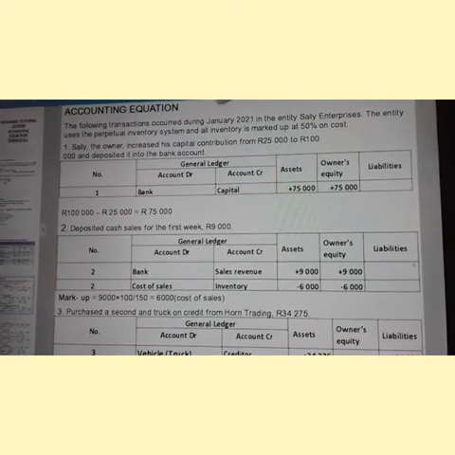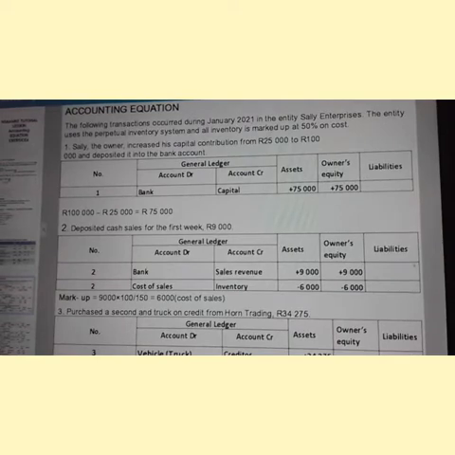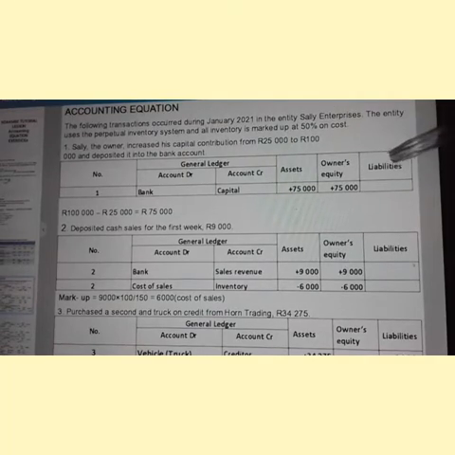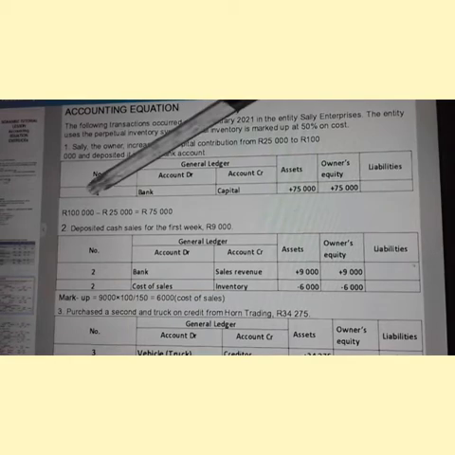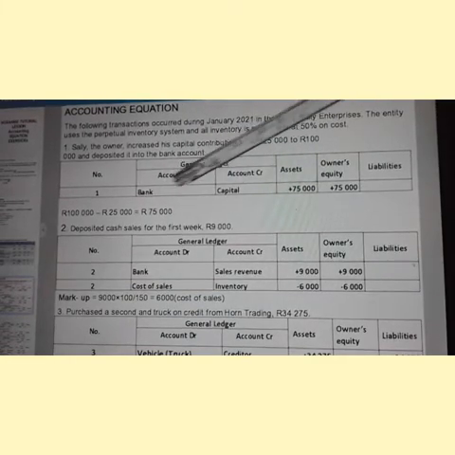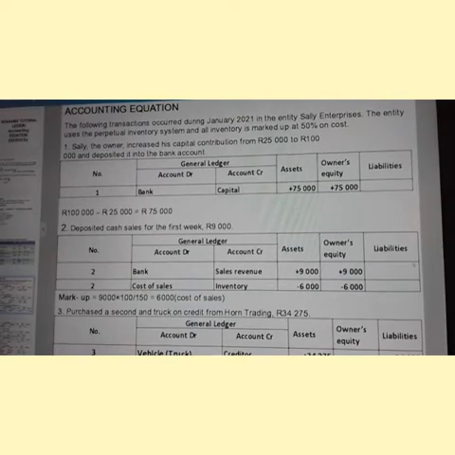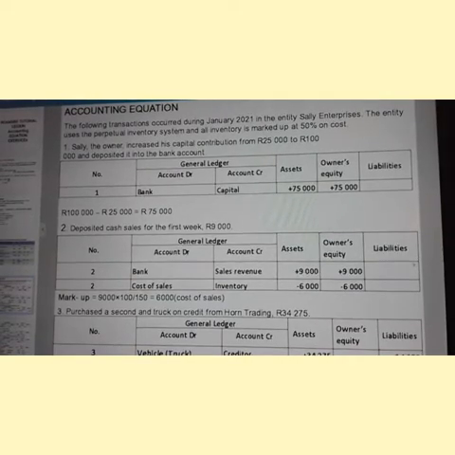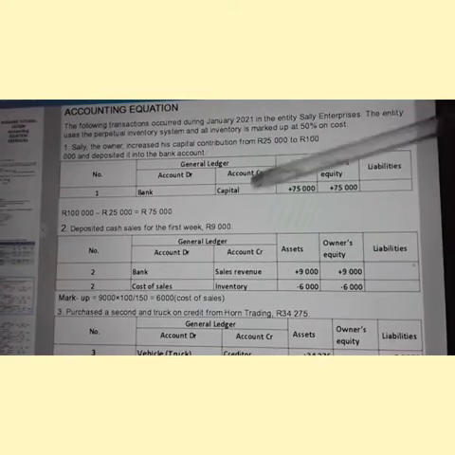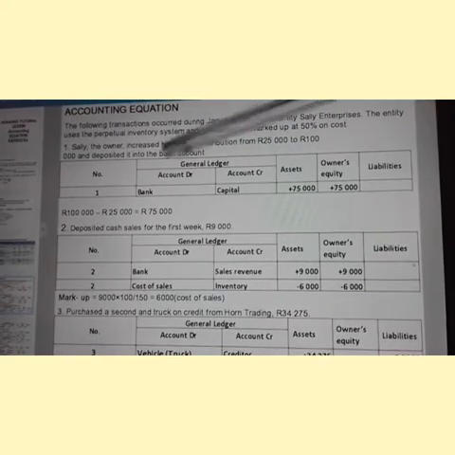First of all, we need to calculate the actual amount that we need to use in our books. This is our general ledgers, and this is our accounting equation table. We take 100,000 minus 25,000, and we get the amount 75,000, and this is the amount that we are going to use. First, we need to identify the two accounts in our general ledgers: the account that needs to be debited, and the account that needs to be credited. We have bank and we have capital.